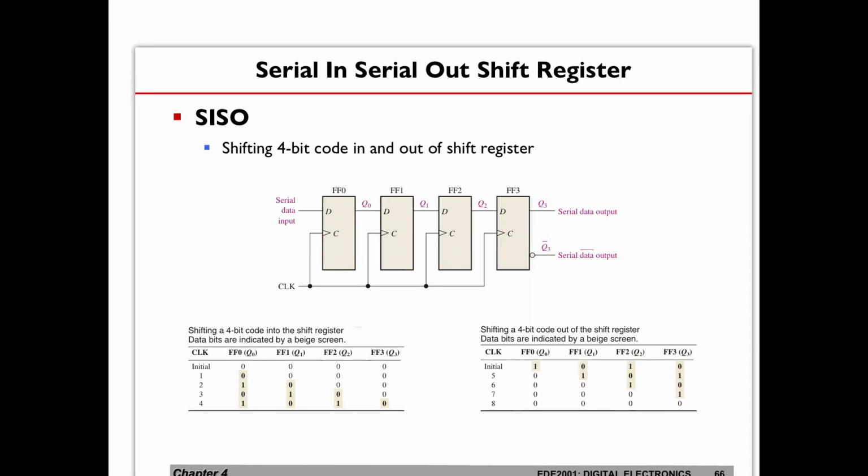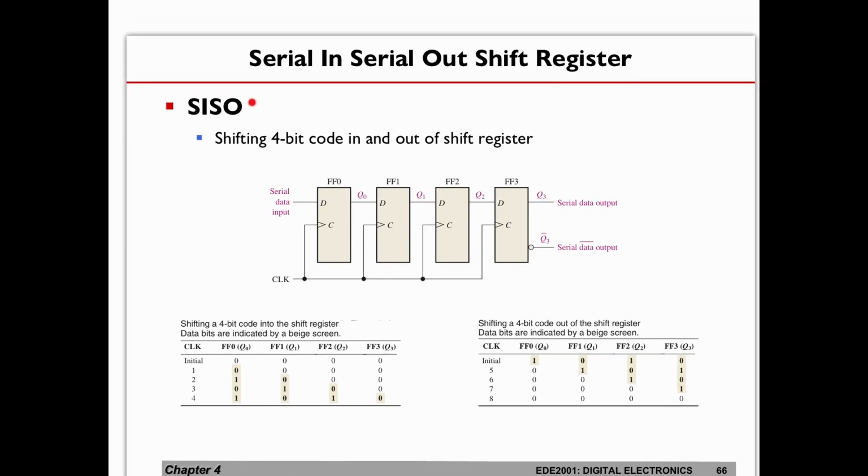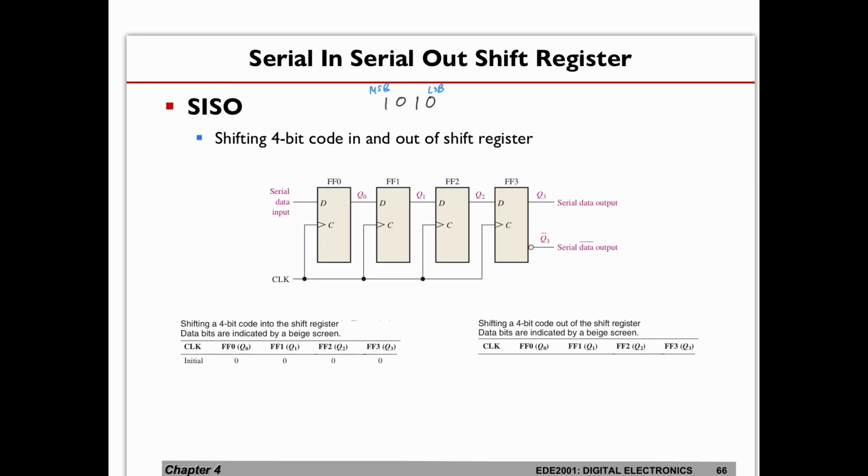Let's take an example. I have a SISO and I'm shifting a 4-bit code in and out of the register. The 4-bit code that I want to shift in is 1010, where this is the LSB and this is the MSB. Initially, all the Q0 to Q3 are zeros, so we can say it's all been reset. Let's put that down: 0, 0, 0, and 0 at the very beginning.